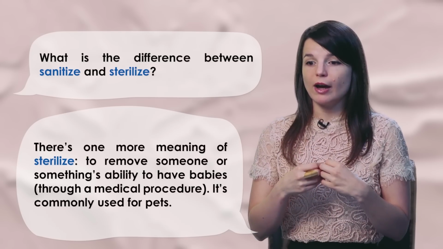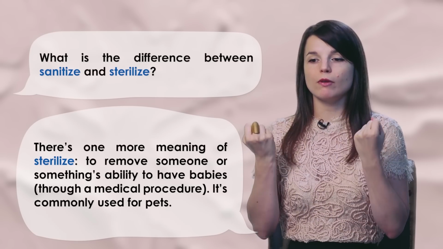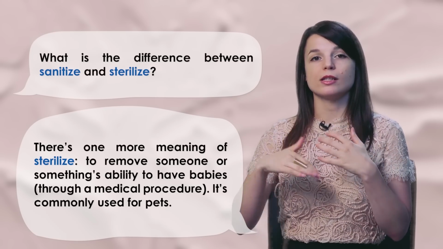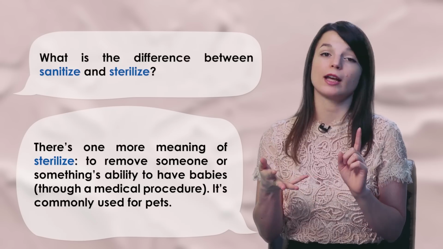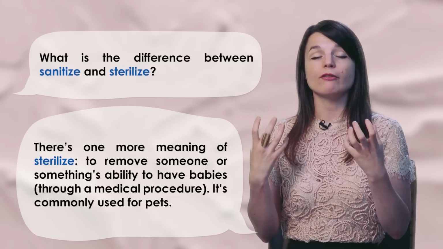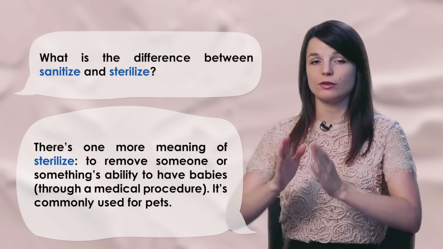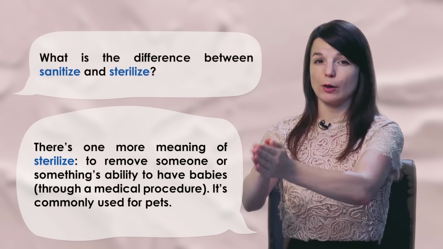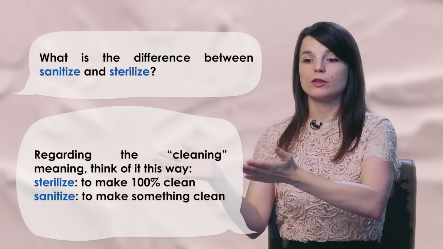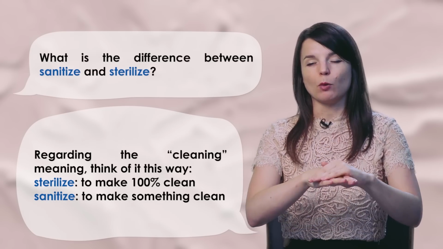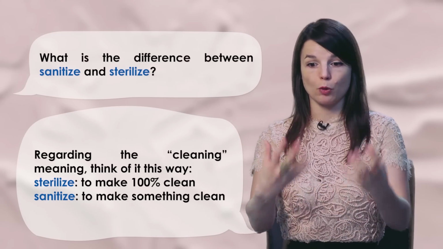Sterilize does also have another meaning that means like to remove someone or something's ability to have babies, which we use for pets. So like to sterilize a cat or to sterilize a dog. That means like to have a procedure, an operation, so that the animal can no longer have babies. So that's another way to use sterilize. That's totally not related to cleaning, but you might see that as well. So in terms of cleaning, think of sterilize as like 100% clean, sanitize as like making something clean, like in order to make something clean.